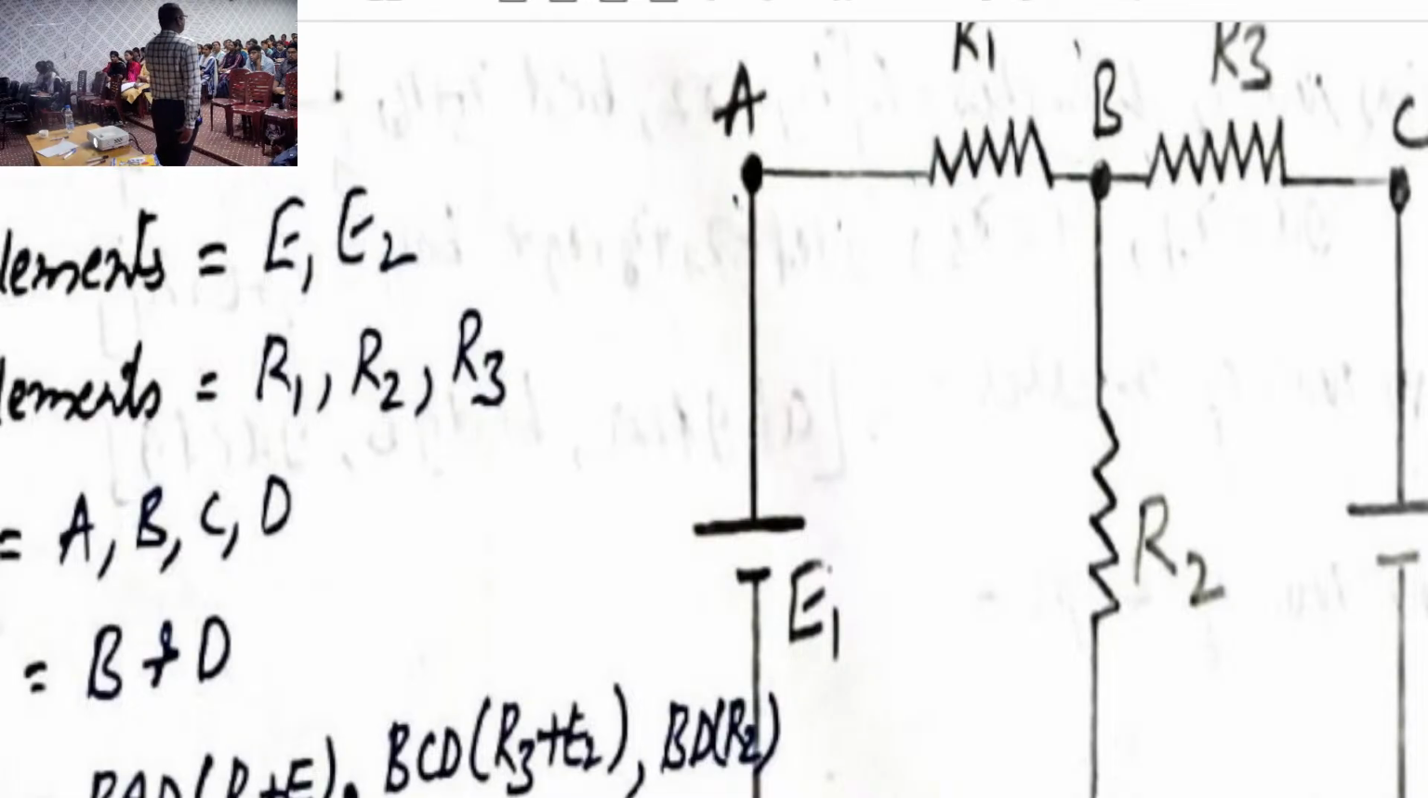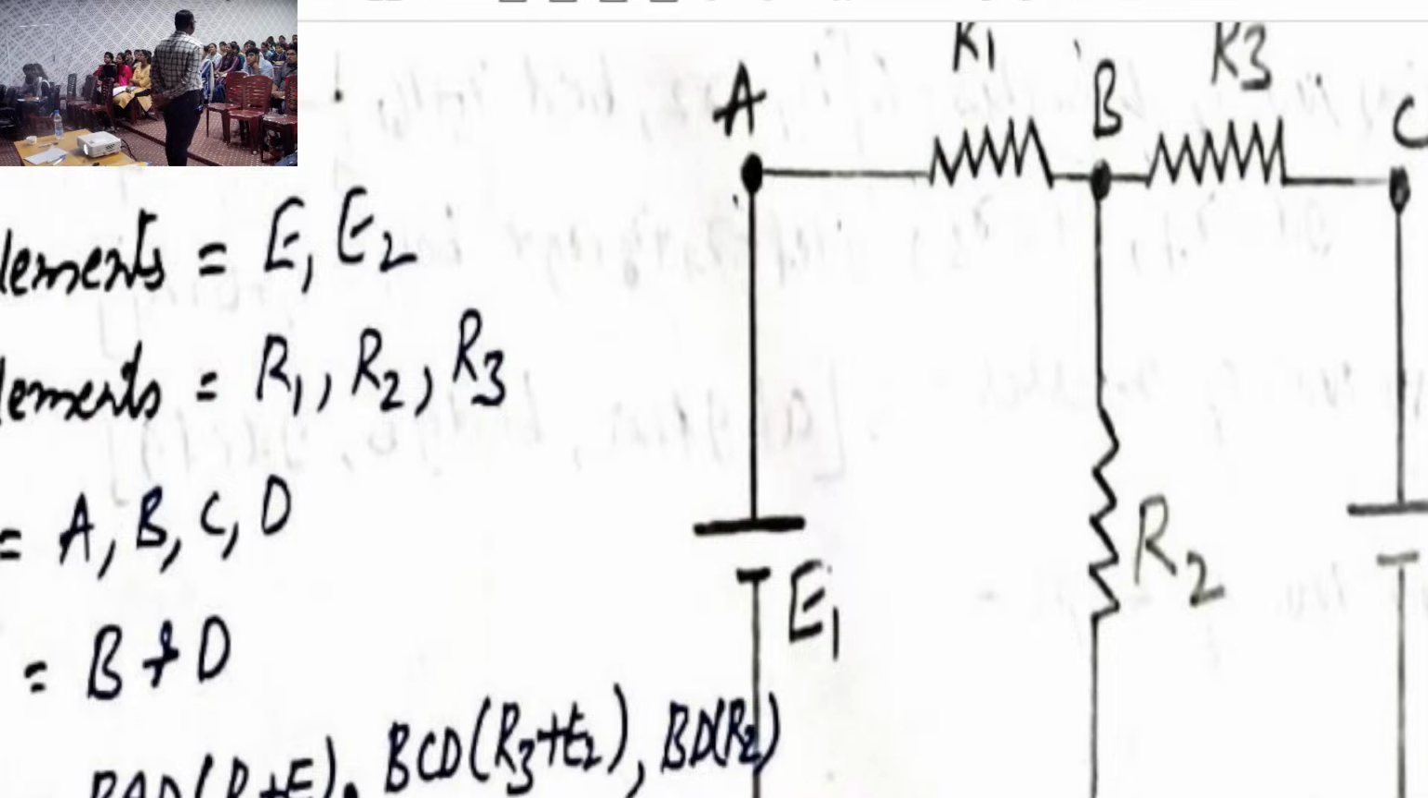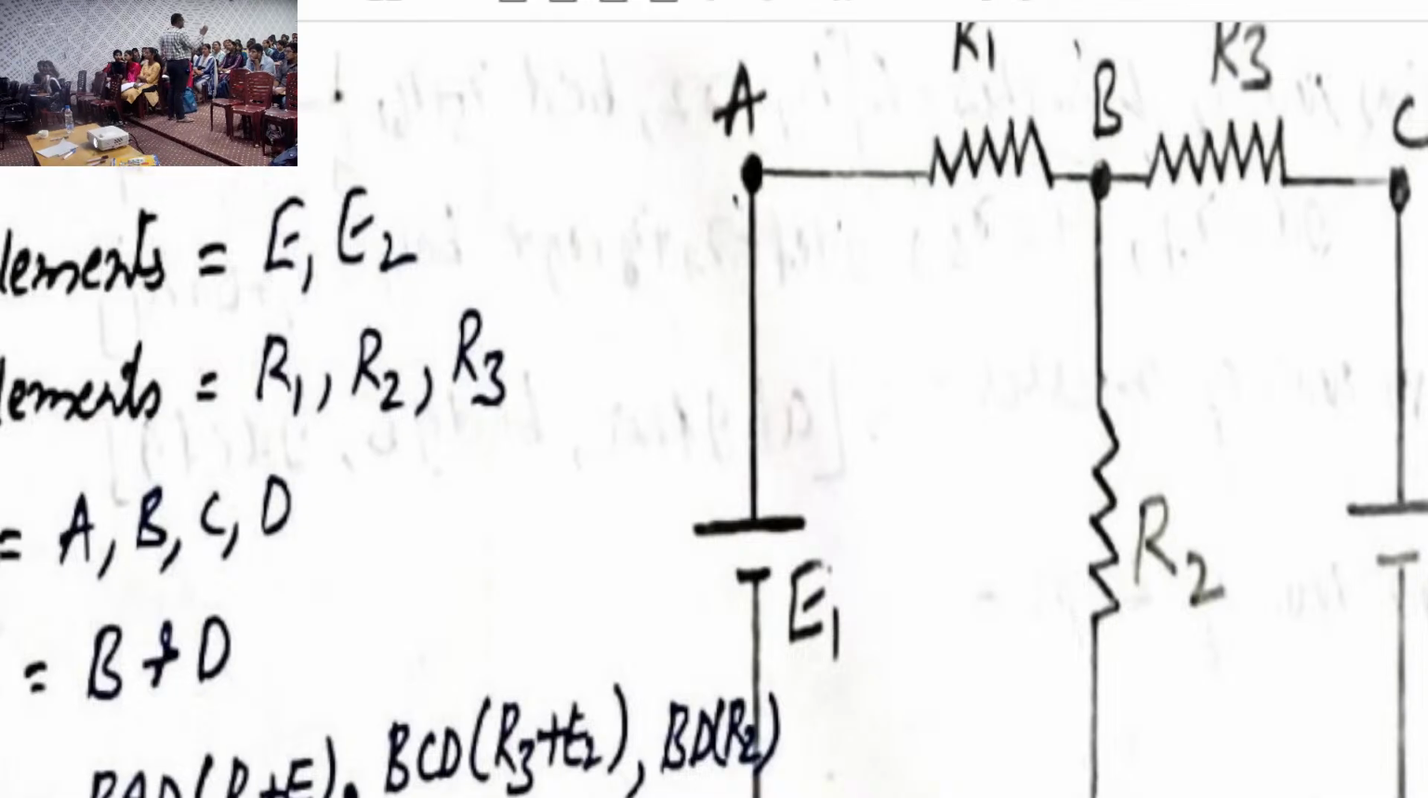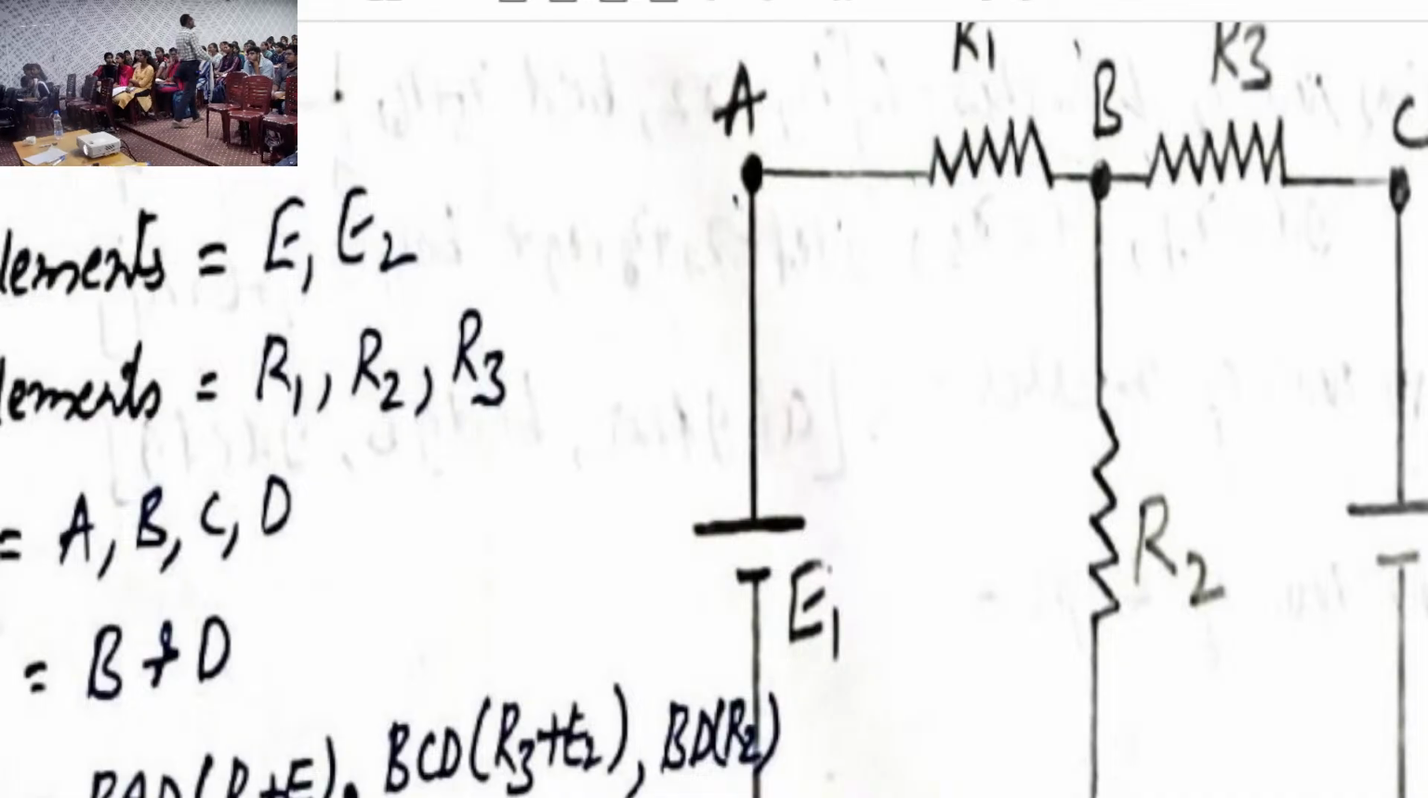You take any kind of circuit, complex circuits, simple circuits, whatever the electrical circuit, the first question is how many elements are present in the circuit. Then the answer depends upon the circuit diagram. Here, how many elements for the given circuit? 5. What are they? E1, E2, R1, R2, R3. Clear? Right. Question 1 is completed.